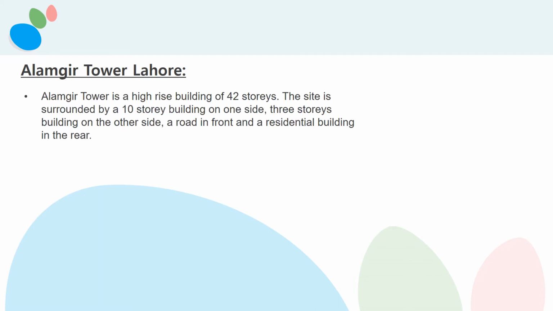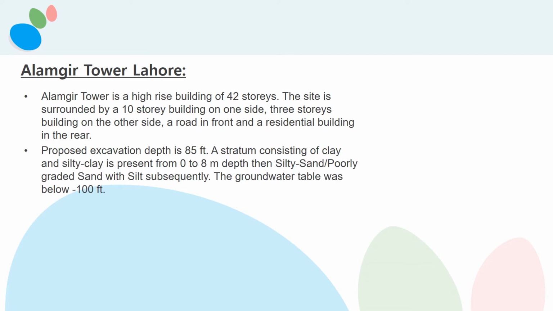Case Study 2: Alamgir Tower, Lahore. Situation: Alamgir Tower is a high-rise building of 42 stories. The site is surrounded by a 10-story building on one side, a 3-story building on the other side, a road in front and a residential building in the rear. Proposed excavation depth is 85 feet. A stratum consisting of clay and silty clay is present from 0 to 8 meters depth, followed by silty sand/poorly graded sand with silt. The groundwater table was below 100 feet.